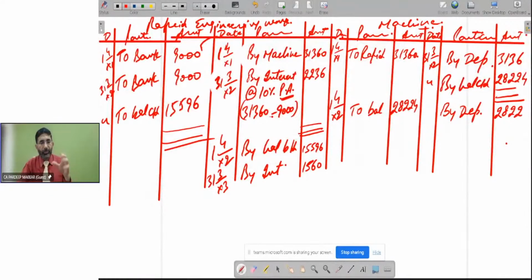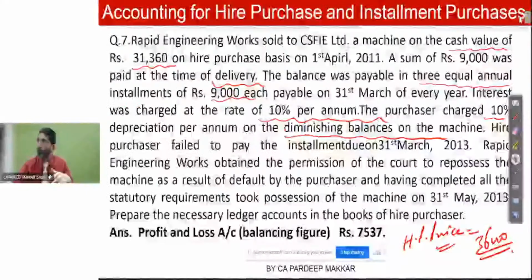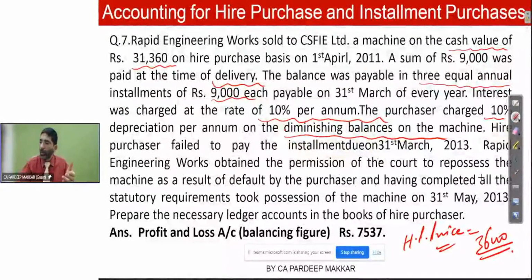Now, what is to be done? This is very much clear. On this date, he is not able to make the payment. If he does not make the payment, then obviously in that case, goods will be repossessed. That is mentioned here specifically. If you see here, Rapid Engineering Works obtained the permission of the court to repossess the machine and, having completed all the statutory formalities, to take over the machine up to 31st of May. So he has taken over the possession on 31st of May.